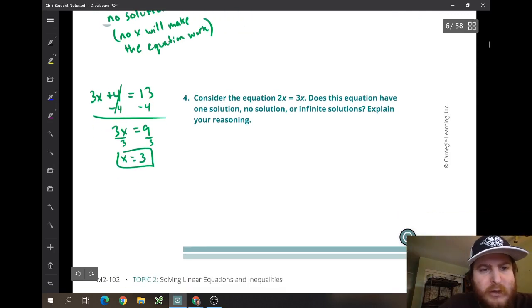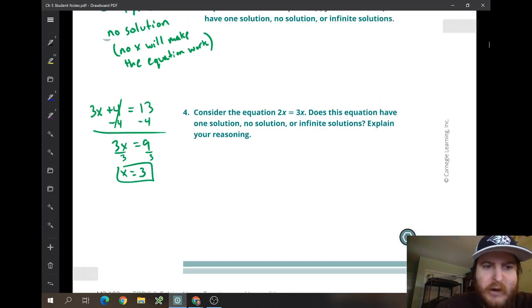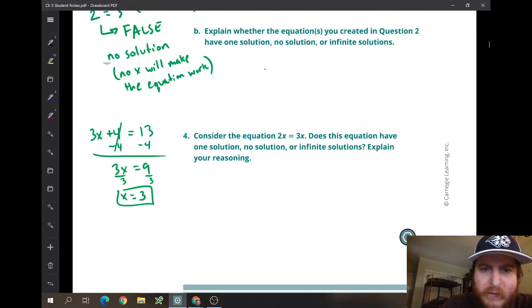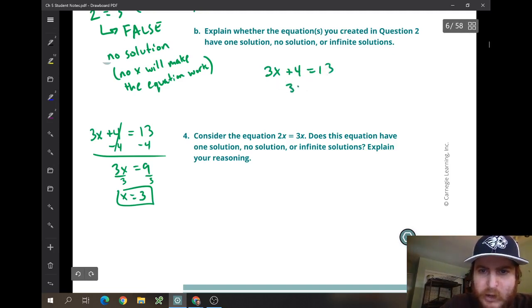By the way, students always ask about showing work. I want you to show as much work as you need to, but some students are very comfortable at these, and you might eventually get good at it where you can just say, I know that I'm going to subtract 4 in my head and get 3x equals 9.